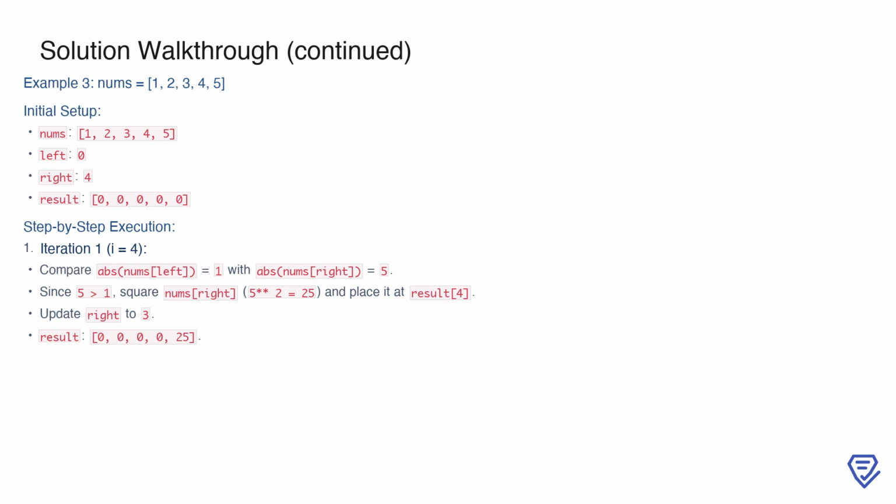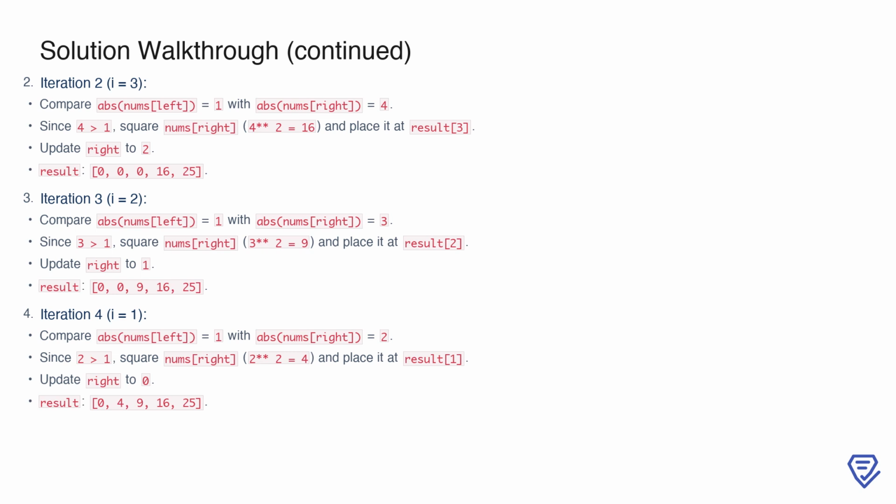The right pointer moves inward again. Now, the result array becomes 0, 0, 0, 16, 25. In the third iteration, we compare abs(1) and abs(3). Since abs(3) is larger, we square 3 to get 9 and place it in the next position in the result array. The right pointer continues to move inward, and the result array updates to 0, 0, 9, 16, 25.